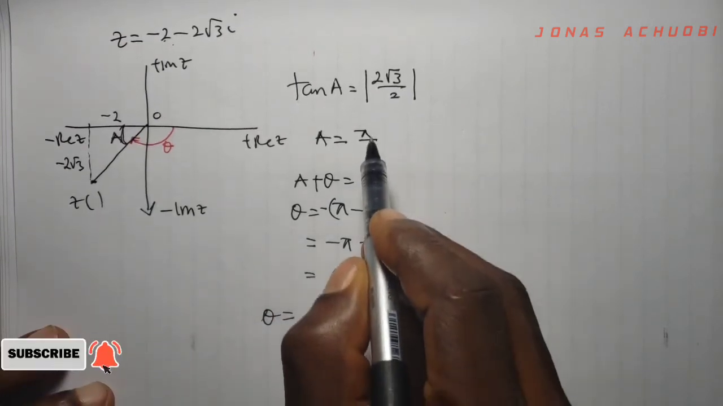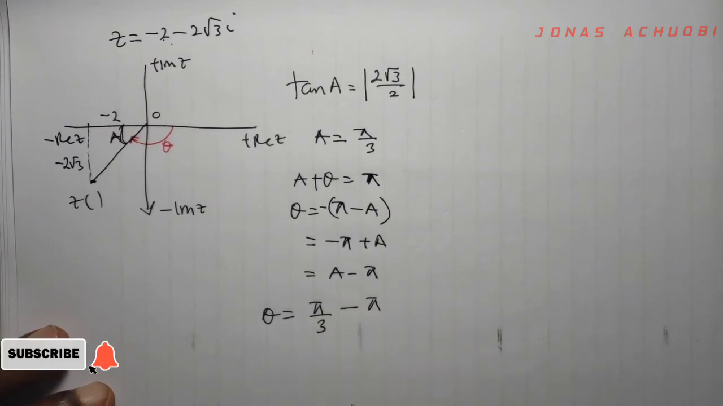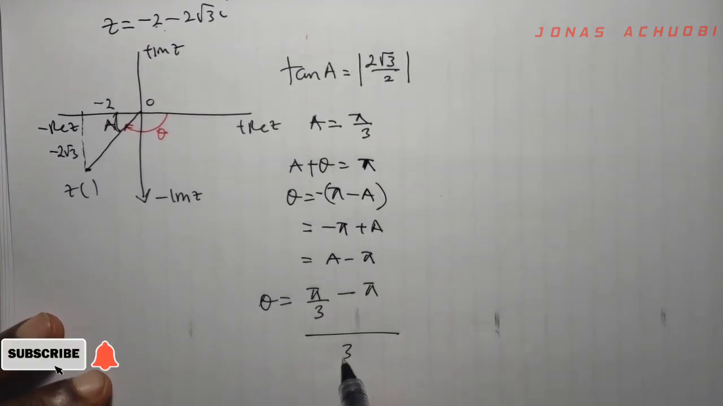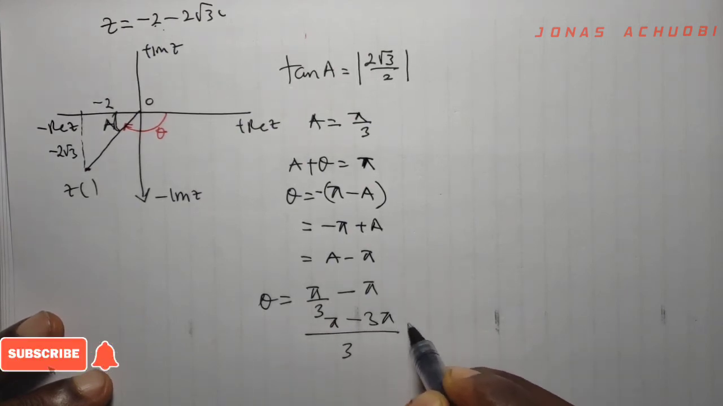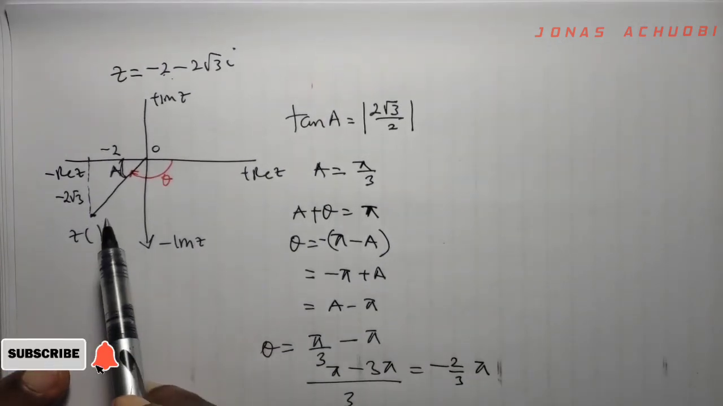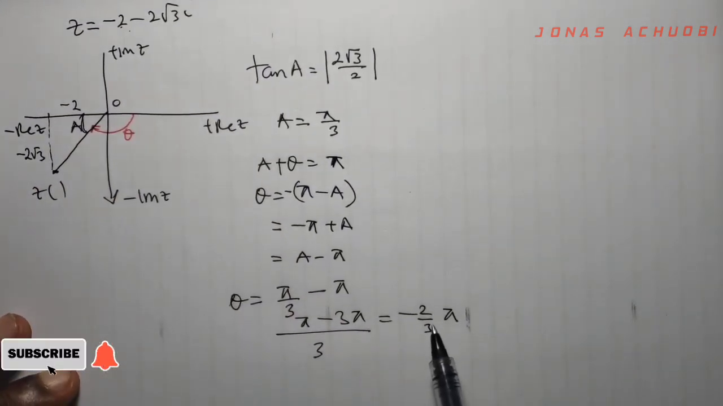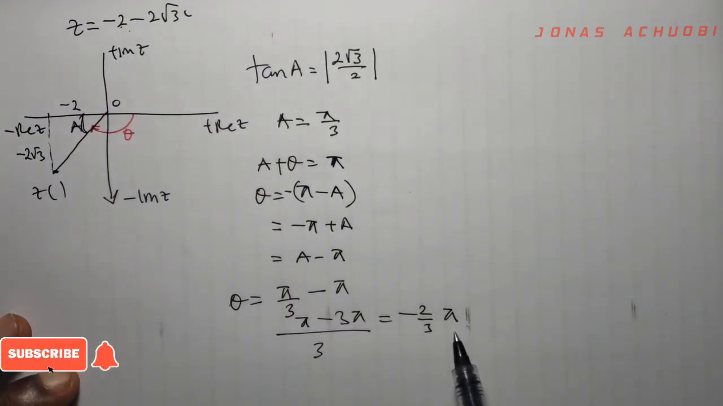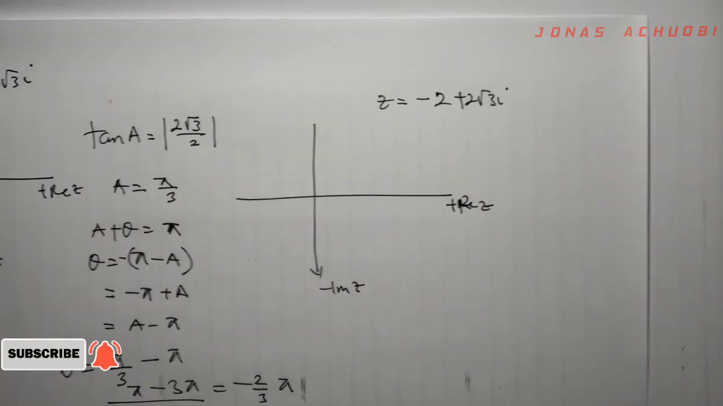So the argument theta of this complex number given to us here is nothing but A minus pi. What is our A? Our A is pi over 3 minus pi. And the LCM here is 3. If you tally it up carefully, this is pi minus 3 pi, that is minus 2 over 3 pi. So the argument of the complex number in the third quadrant, minus 2 minus 2 root 3i, is nothing but negative 2 over 3 pi.